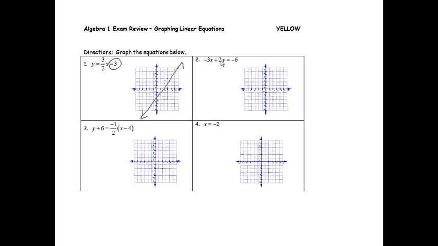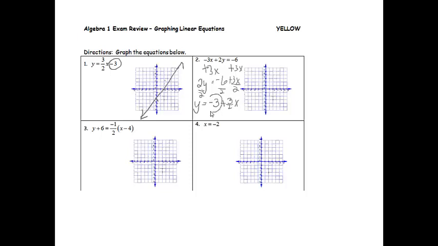The first thing that I need to do is to get it to say y equals, so I'm going to add 3x to both sides. And I'll get 2y equals negative 6 plus 3x. And then I'll divide all three parts by the 2. So I'll get y equals negative 6 divided by 2 is negative 3 plus 3 halves x.